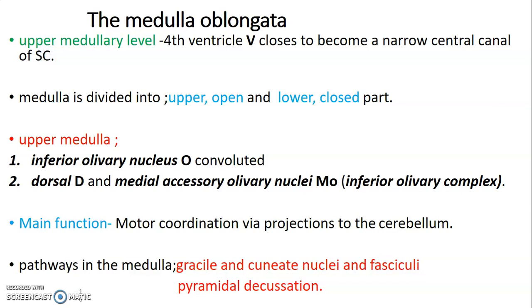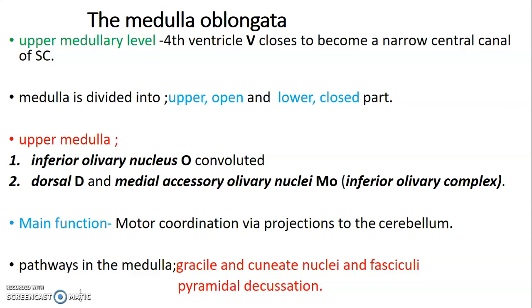the spinal cord. So the medulla is divided into the upper part, that is the open medulla, where you have the fourth ventricle, and the lower part, which is the closed medulla, where the fourth ventricle narrows into the central canal of the spinal cord. So at the upper medulla is where you have the inferior olivary nucleus, and this is usually convoluted. So when you see a convoluted structure, it's the inferior olivary nucleus at the upper medulla.